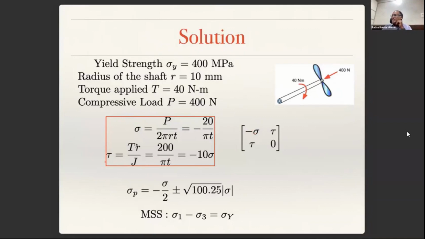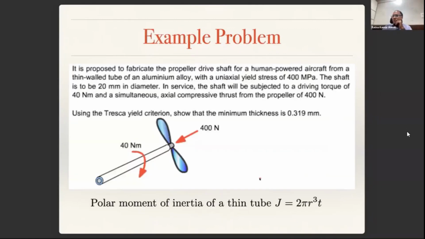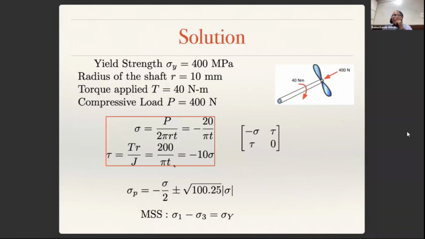And tau, shear stress, is TR by J, because the torque applied is 40 Newton meter. Radius is 10 meters. And J is pi r cube by 2, pi r cube T. So all that you plug in, then that becomes 200 by pi T. And 20 by pi T is sigma. So tau can also be written as minus 10 sigma. And then your principal stress will become this. You can calculate, simplify that, and it will become an equation in terms of T.